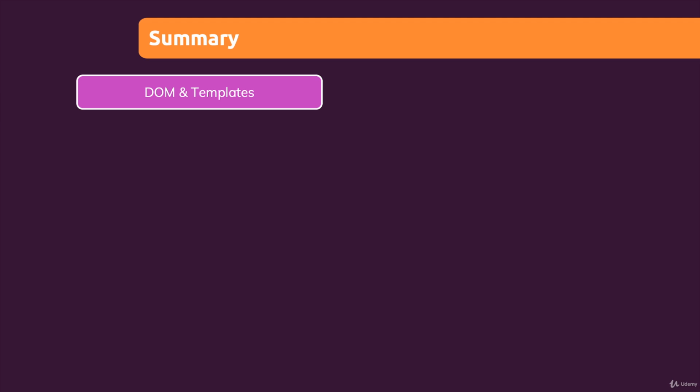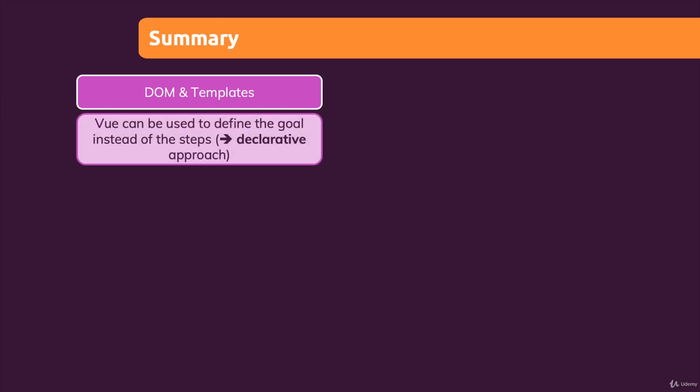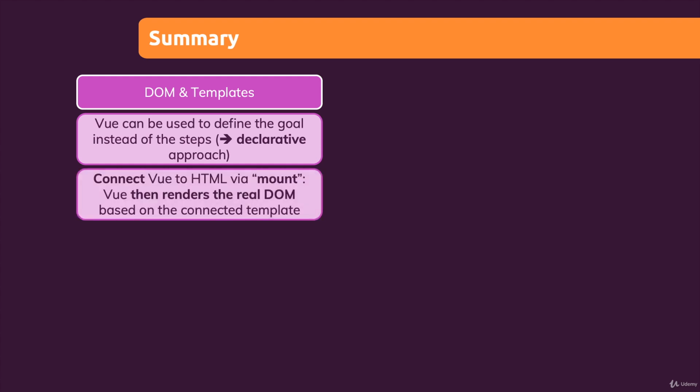You learned that Vue has this core idea of letting you define the goal rather than the individual steps, so that it follows that declarative approach where you define how your page should look and which parts on the page might be dynamic, and you then let Vue figure out how to get there. Now, in order to let Vue do its job, you need to connect your Vue app, your Vue instance, to the actual HTML code with the mount method which you saw.